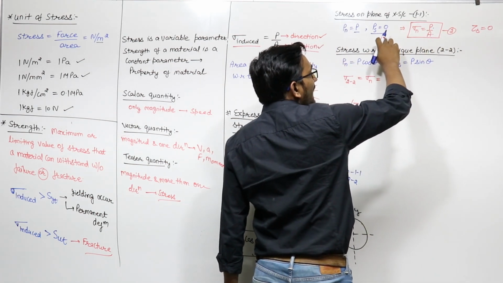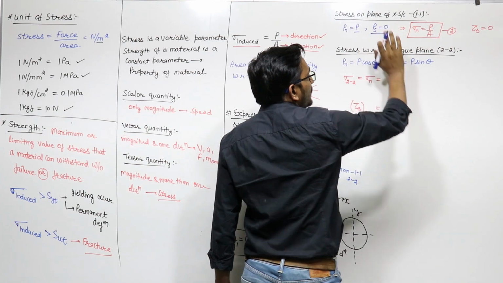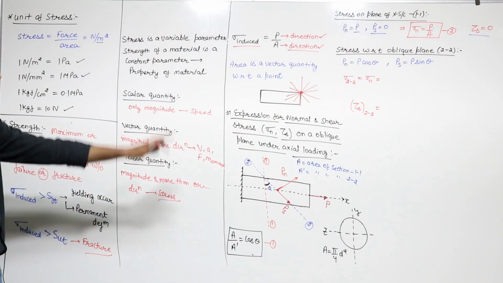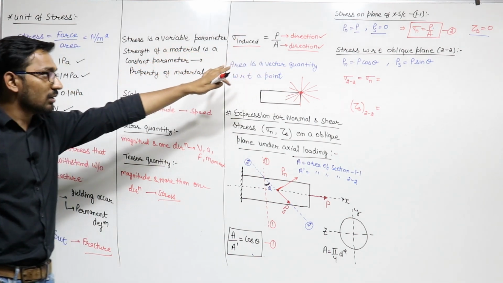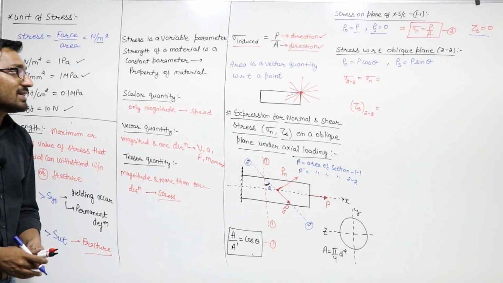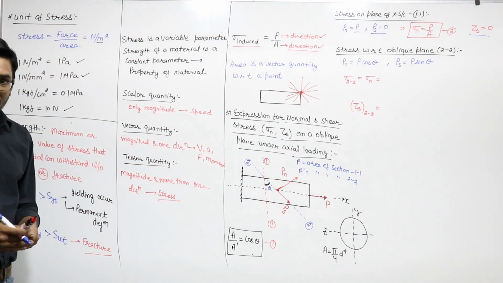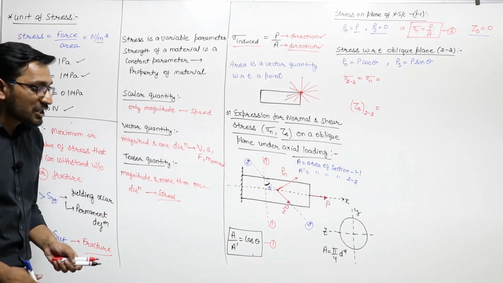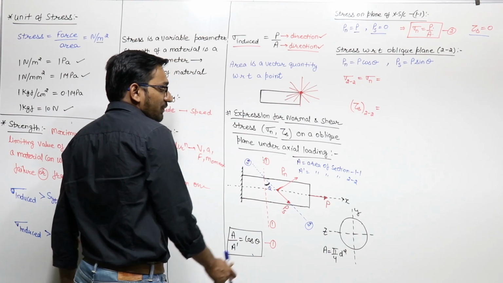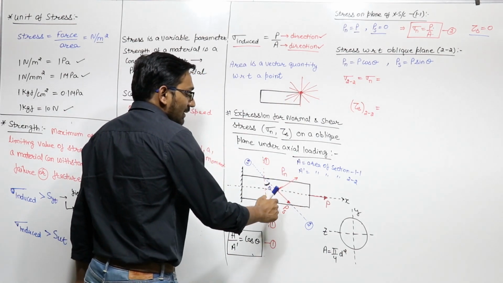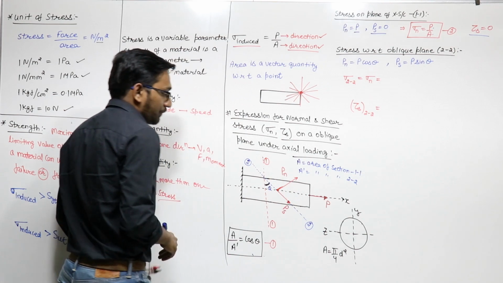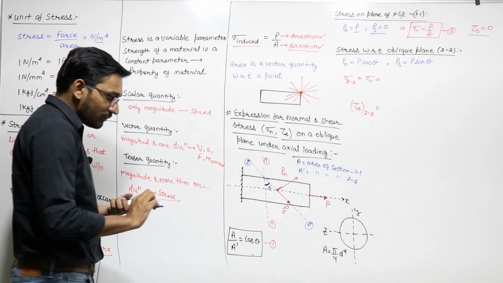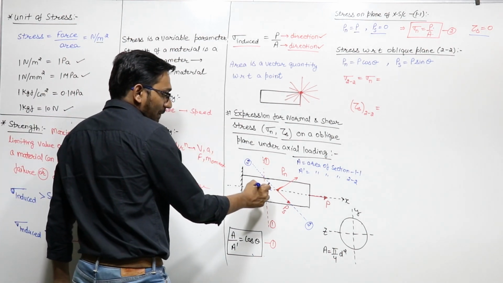Now the shear stress will be shear force upon area. Shear force is 0, so this tau s will be 0. These are the stresses on section 1. Now we have to find the stresses with respect to the oblique plane. With respect to the oblique plane, we have to first find the value of this Pn and this Ps.